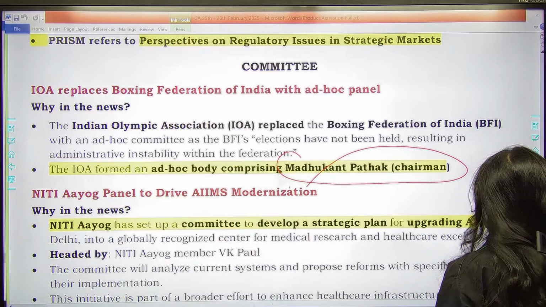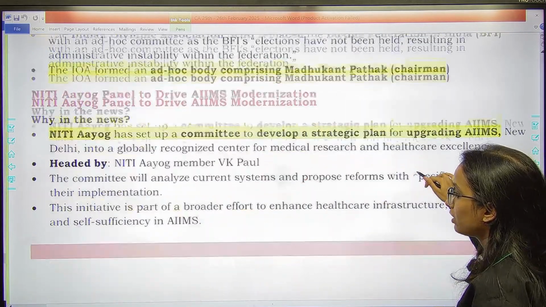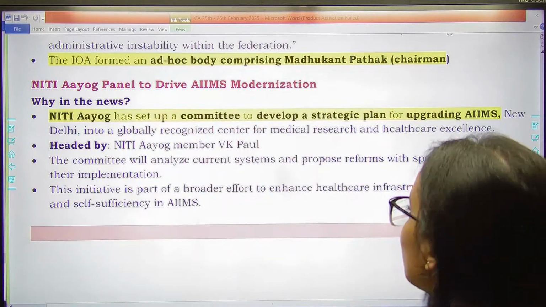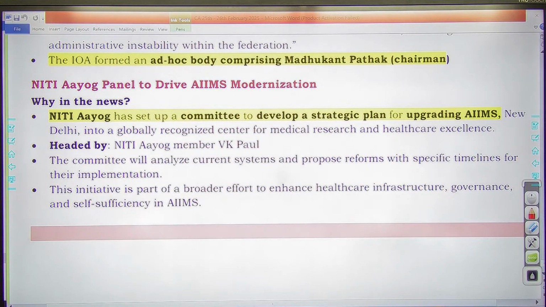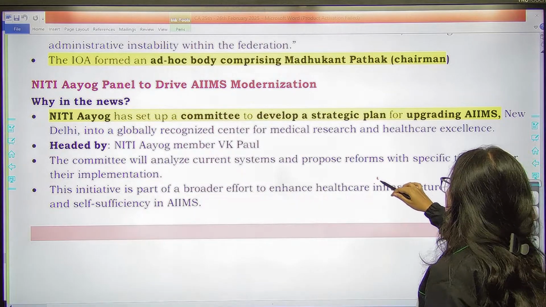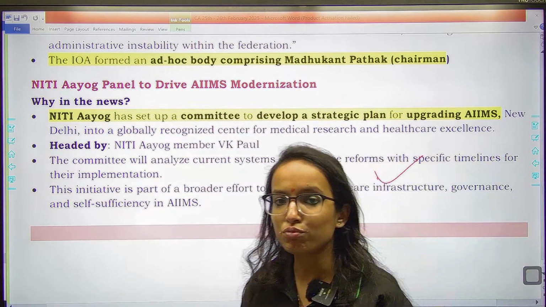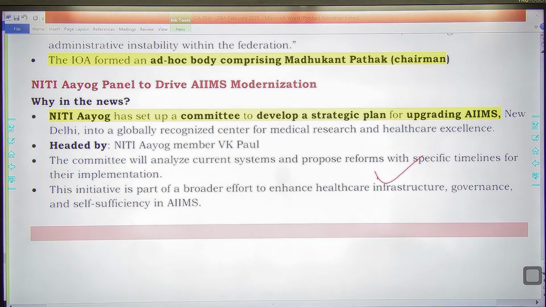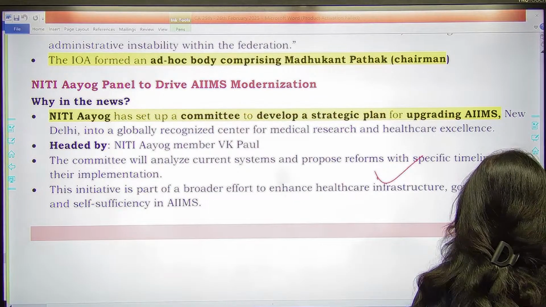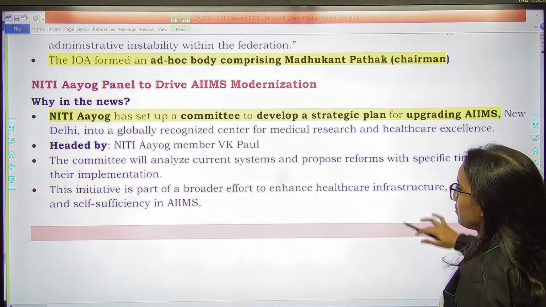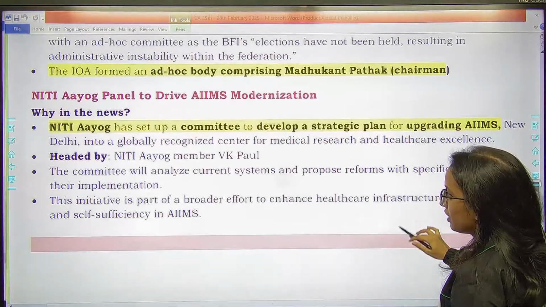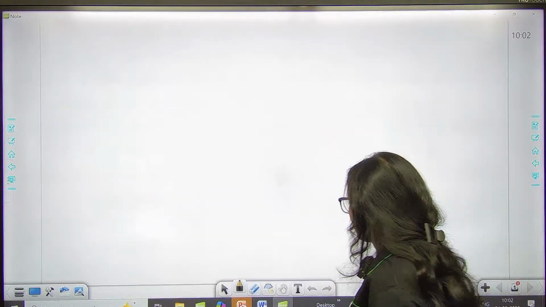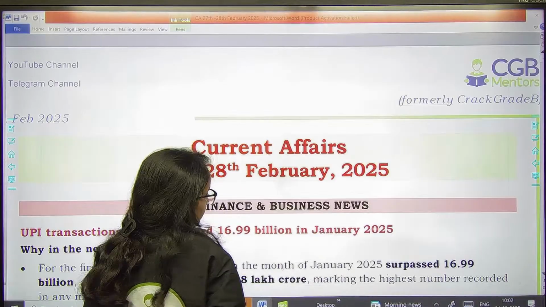Then you have Niti Aayog panel to drive AIIMS modernization. Niti Aayog recently has set up a committee to develop a plan for upgrading AIIMS. AIIMS को और reform करने के लिए, transform करने के लिए, to boost up infrastructure, to have more scientific and innovative infrastructure, governance improve करने के लिए, self sufficiency के लिए. So this is from 25 and 26 Feb. Now let's see 27 and 28.